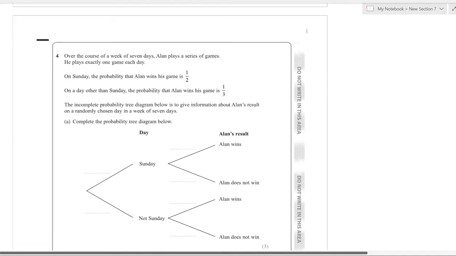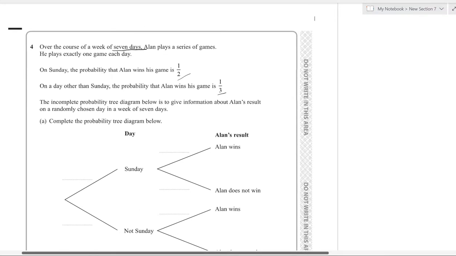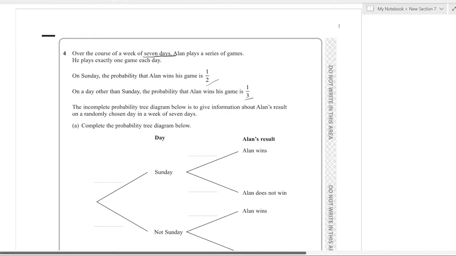Question number 4 is probability maths. Over the course of a week of 7 days, Alan plays a series of games. He plays exactly one game each day. On Sunday, the probability that Alan wins the game is half. On a day other than Sunday, the probability that Alan wins the game is 1 by 3. The incomplete probability tree diagram given below gives information about Alan's result on a randomly chosen day in a week of 7 days. Complete the probability tree diagram.